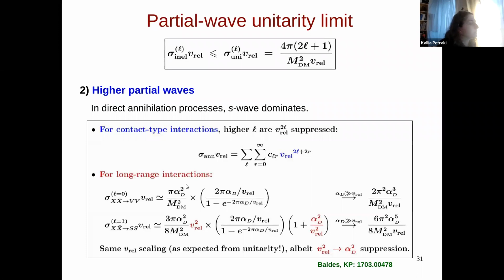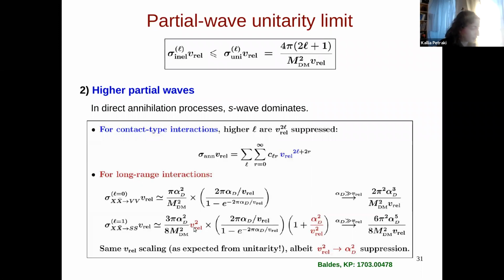However, the situation is very different for long-range interactions. So we saw before an example of an S-wave process where, when we include the Sommerfeld effect, what we get is a scaling of sigma v as 1 over v, the same as the unitarity limit. Now let us examine a process that is p-wave.